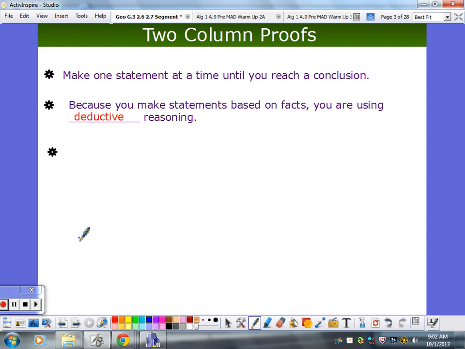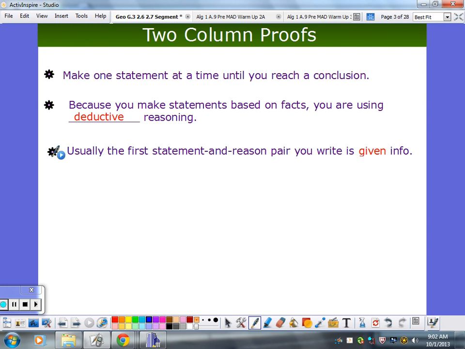Why are we using deductive instead of inductive? With inductive, I'm noticing some patterns, and I think it's going to continue this way. We want very strong proofs, deductive reasoning, where you can't argue and say, well, I found a counterexample, because there won't be any, because everything's based on fact. Usually, but not always, you start with at least one piece of given information.